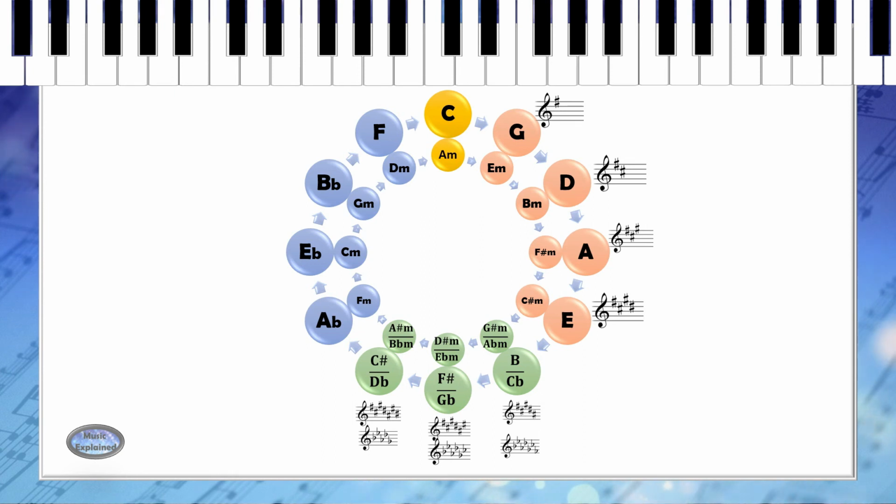Now let's find out the flats. The first flat accidental is B flat. F major is F, G, A, B flat, C, D, E. For F major to have the whole steps and half steps a major scale needs, we needed to lower the fourth step by a half step, B to B flat.